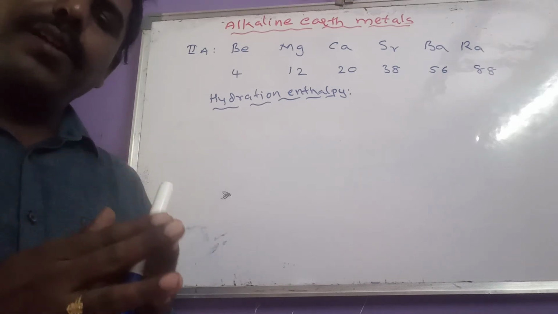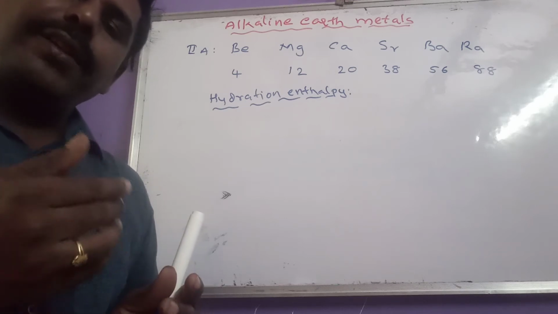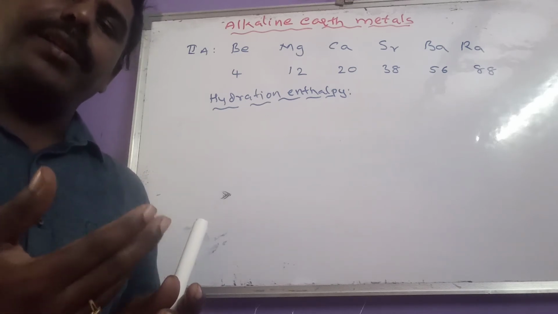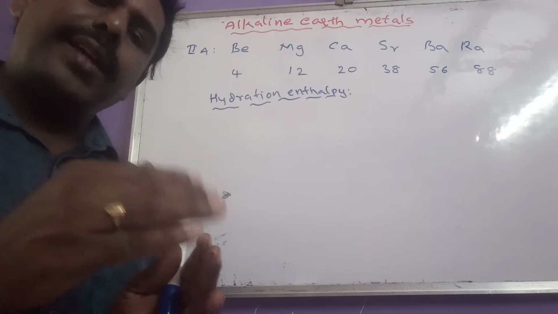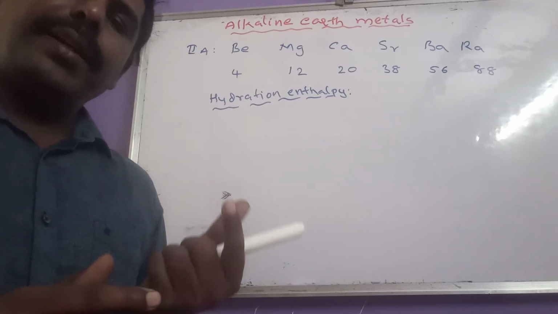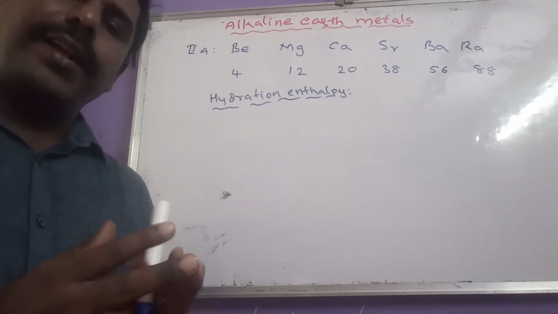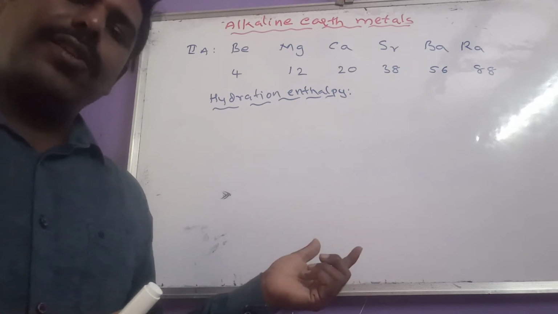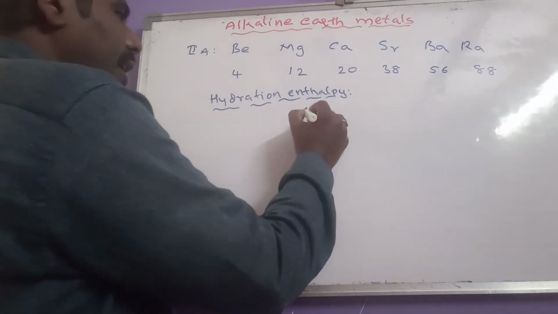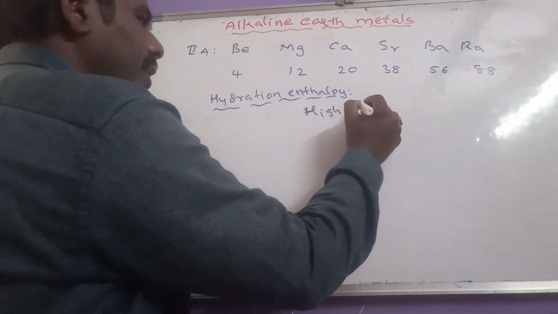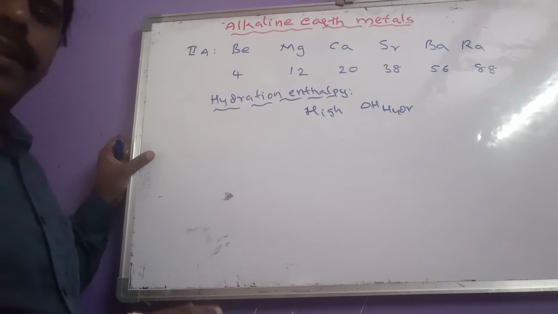That means second A group elements have a smaller atomic size comparatively with the corresponding alkali metal. That means here beryllium atomic size is smaller than that of lithium, and magnesium atomic size is smaller than that of sodium. So that's why, comparatively with the first A group elements, the corresponding second A group elements have a high heat of hydration value.